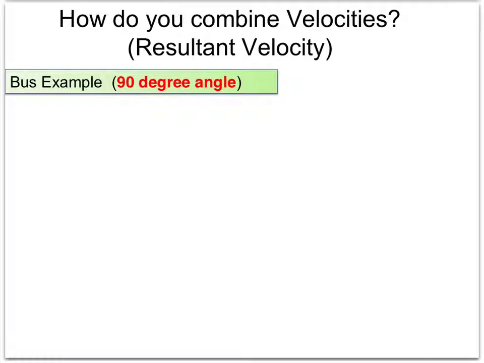And basically, if an object's going this direction, I guess we can say it's a boat, could be an airplane, and it has a velocity of 4 meters per second. And that would be compared to the water that the boat is in. But the water itself is moving this direction at a 90-degree angle to the boat. And we'll just say that this has a velocity of 3 meters per second.